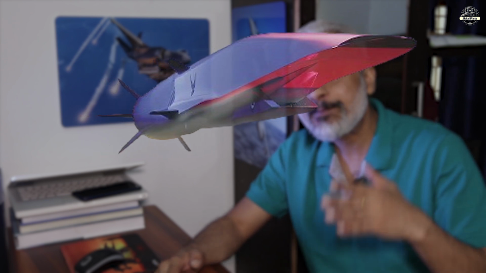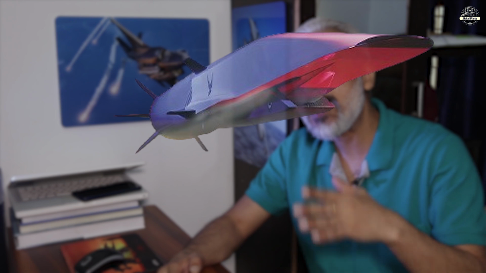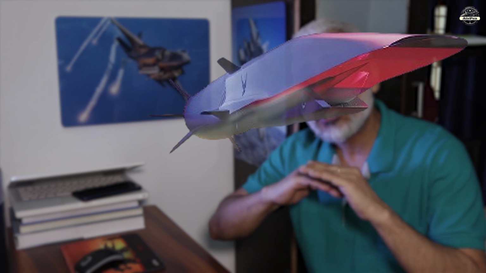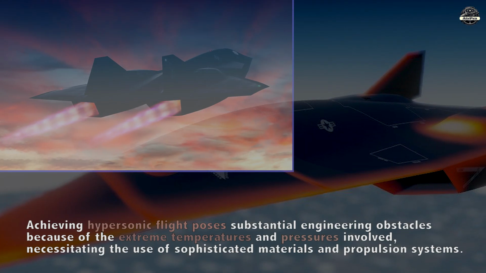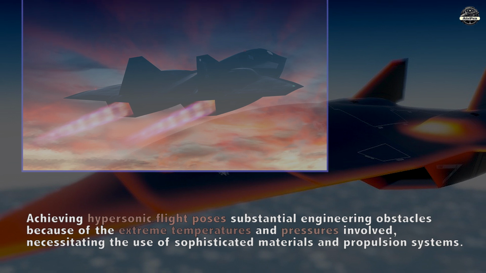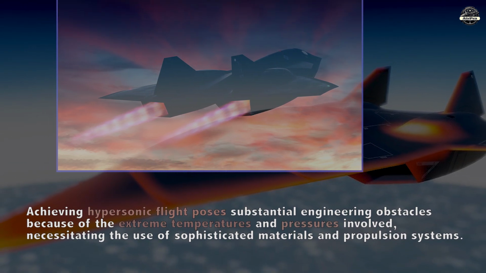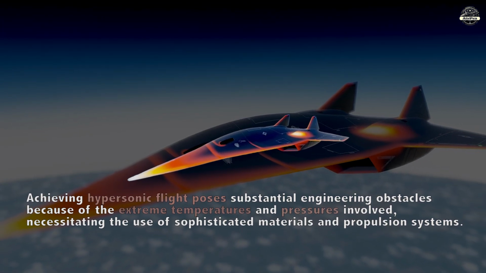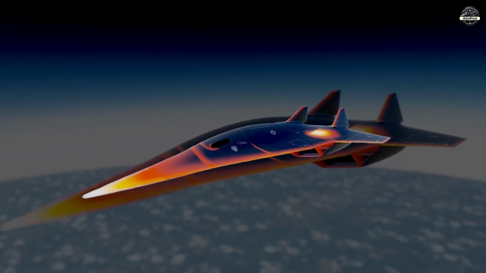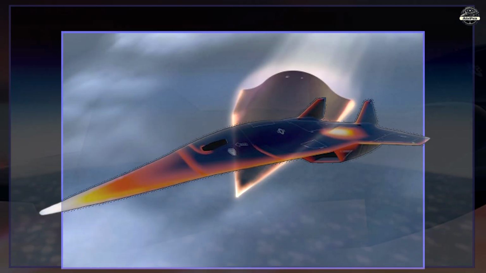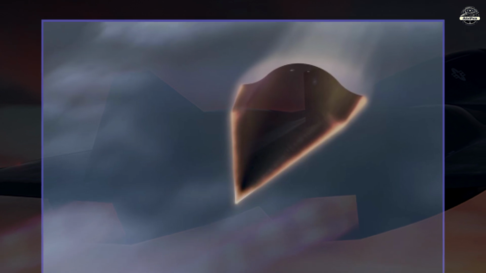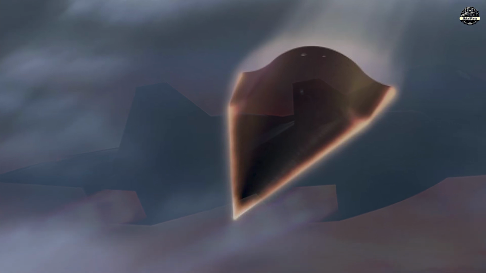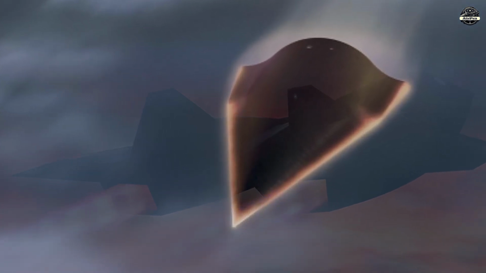When objects move at hypersonic speeds, the airflow around them becomes extremely turbulent, creating intense aerodynamic heating and shock waves. Achieving hypersonic flight poses substantial engineering obstacles because of the extreme temperatures and pressure involved, necessitating the use of sophisticated materials and propulsion systems. In simple terms, when an object moves at hypersonic velocities, the friction between the object and the surrounding air generates intense heat due to air compression and aerodynamic heating.